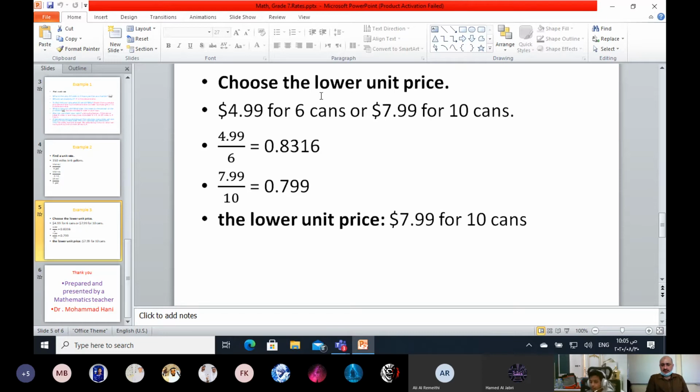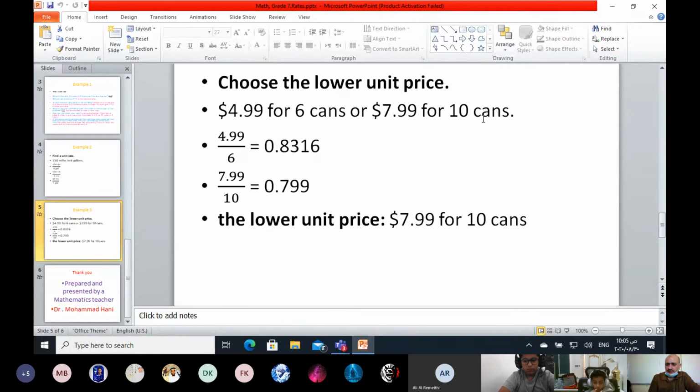Now, the first offer: we have 6 cans and the price will be $4.99. Write it as a rate: 4.99 over 6. Now divide up and down by 6. 4.99 divided by 6 will be approximately 0.8316. This is the rate of price for the first offer.